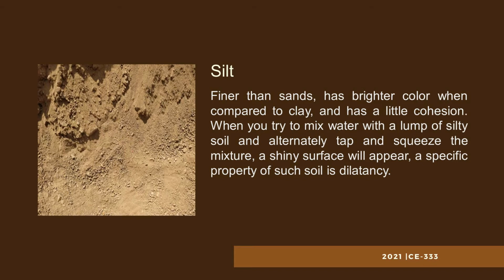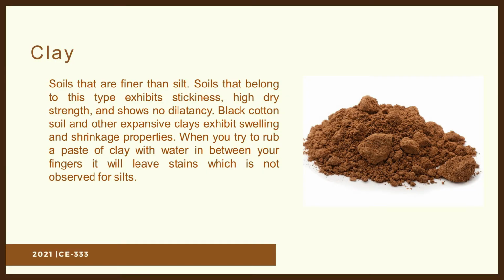For the last type of soil, which is the clay, this soil is finer than silt, and the soil that belongs to this type exhibits stickiness, high dry strength, and shows no dilatancy. Black cotton soil and other expansive clays exhibit swelling and shrinkage properties. So when you try to rub a piece of clay with water in between your fingers, it will leave stains which is not observed for silts.